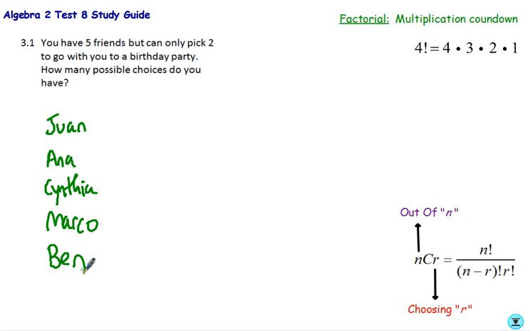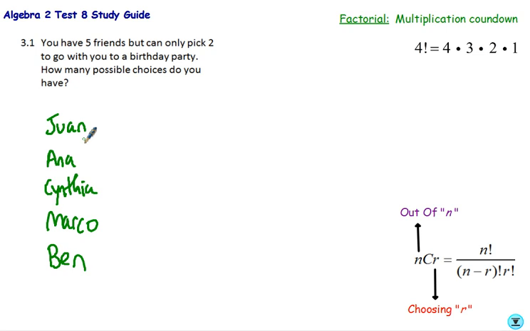Now this is an example where the order doesn't matter. If I said, hey Mom, I want Juan and Anna to go with me, and Mom says, all right, Juan and Anna can go with you, that's fine. And then I say, oh, you know what, Mom, I changed my mind. I want Anna and Juan to go. Mom's going to be a little confused because that's what I just said, right? Those are the same 2 people. So the order that I tell Mom the 2 people I want to go with me doesn't matter.